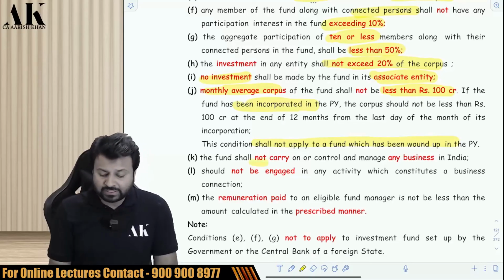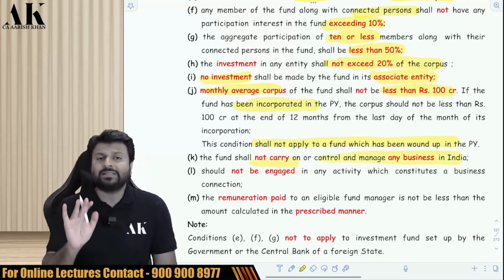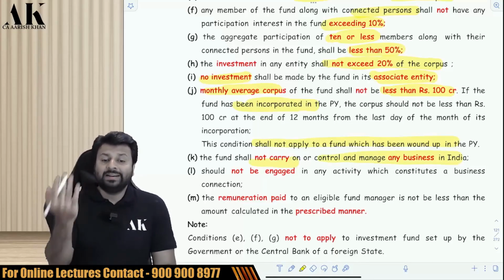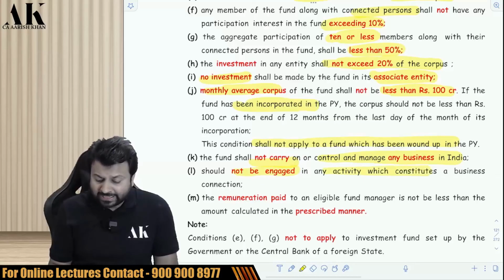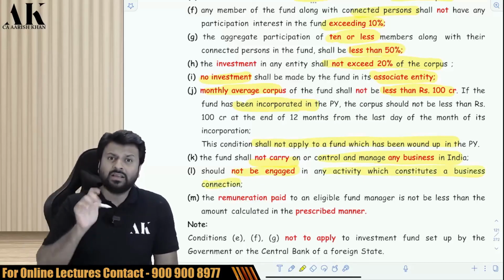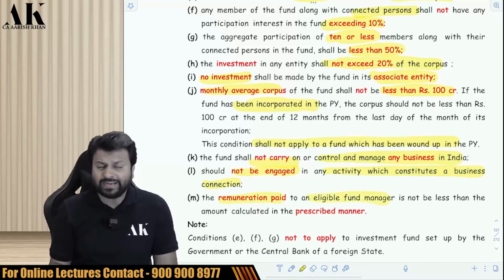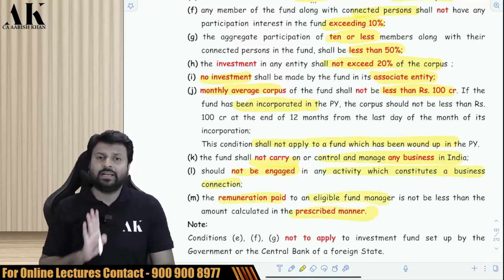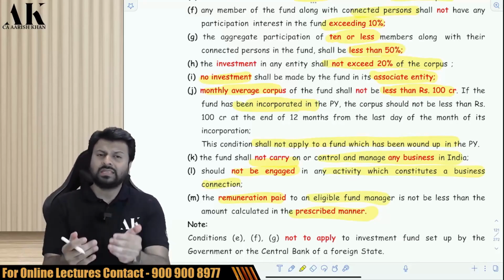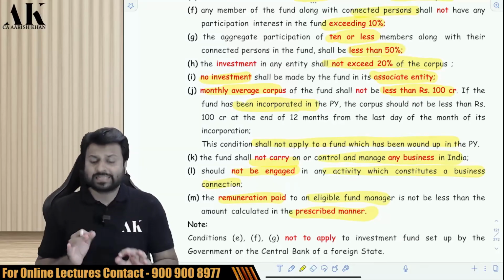Next, the fund shall not carry on or control any business in India. Next, the fund should not be engaged in any activity which constitutes a business connection in India. Next, the fund should pay proper remuneration to the eligible fund manager, which is prescribed by the CBDT.